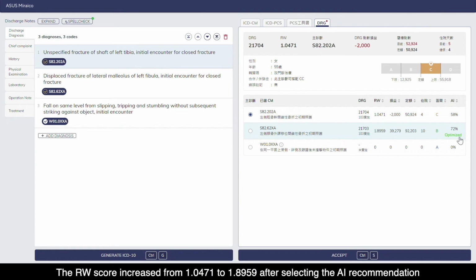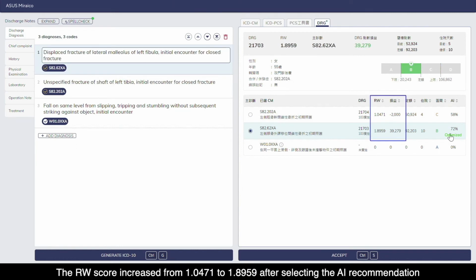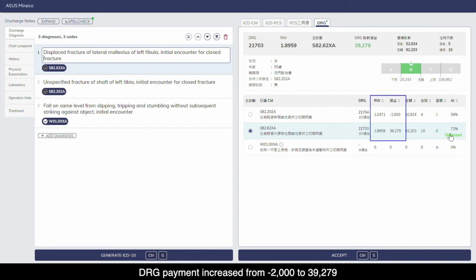The RW score increased from 1.0471 to 1.8959 after selecting the AI recommendation. DRG payment increased from negative 2,000 to 39,279. This confirms the code as the optimized diagnosis for admission.